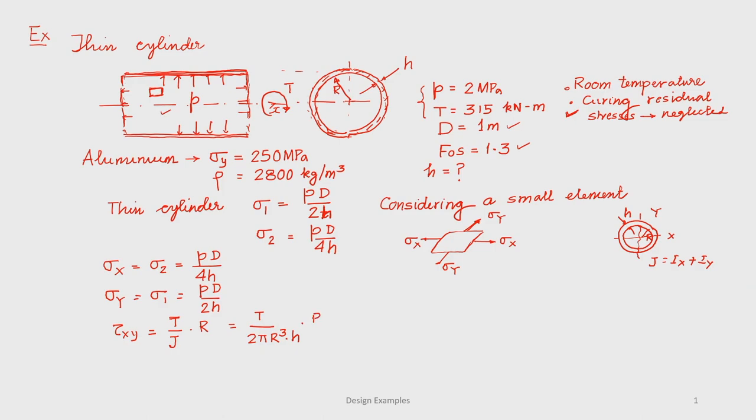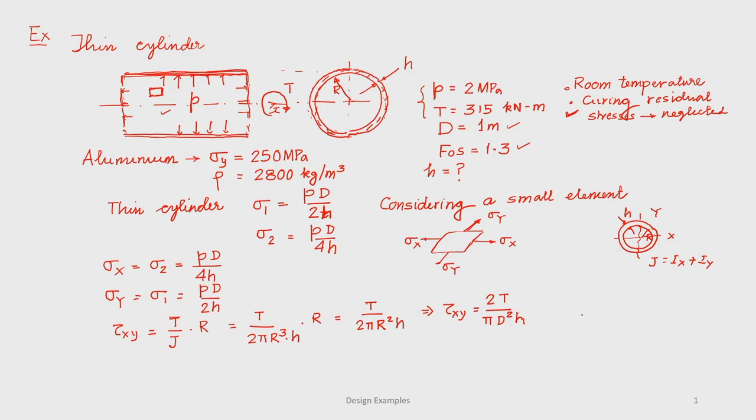So, this is equal to T by 2 pi r square h. We can write it in terms of d, because all other stresses we have written in terms of d. Therefore, tau x y is equal to 2 T by pi d square h.